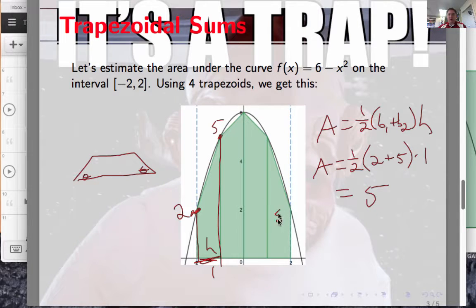I think by symmetry, the area of this one is also 5. And then the areas of these two in the middle are something bigger than 5. I don't know what. I don't really care. But you can calculate these things geometrically, add up the corresponding areas, and get a good approximation for what the area underneath of the function is. Okay, sweet.